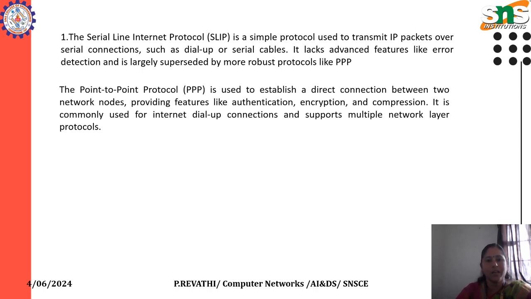The Serial Line Internet Protocol, SLIP, is a simple protocol used to transmit IP packets over serial connections such as dial-up or serial cables. It lacks advanced features like error detection and is largely superseded by more robust protocols like PPP. The Point-to-Point Protocol is used to establish a direct connection between two network nodes, providing features like authentication, encryption and compression. It is commonly used for internet dial-up connections and supports multiple network layer protocols.